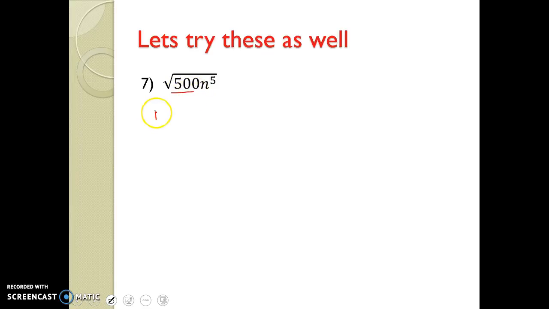500 first, we can write that as 100 times 5. And the reason I picked 100 is because I know that the square root of 100 is 10. I don't know what the square root of 5 is, so that's going to stay inside the radical sign. But then my n to the 5th, that's going to come out in pairs. So it would be the square root of n squared, another square root of n squared, and then another n left over. Well, these are two n's on the outside.